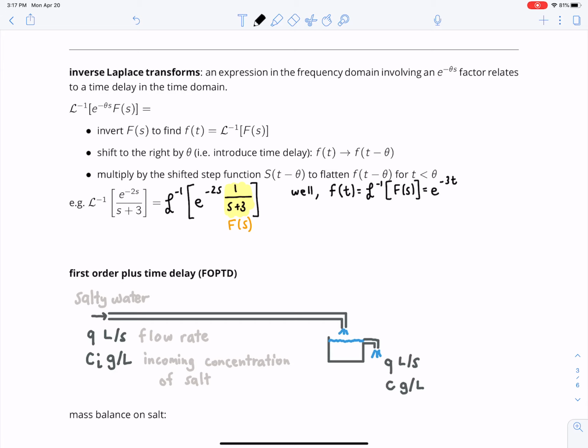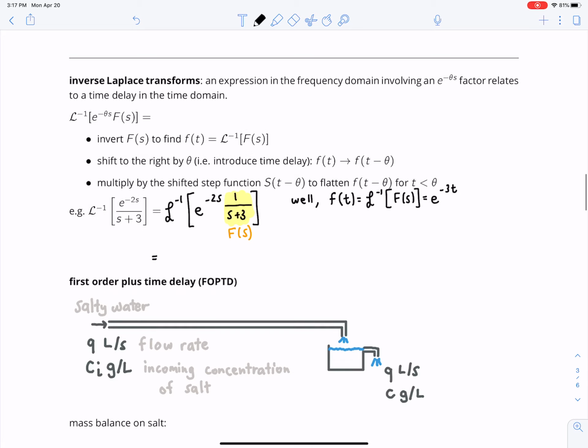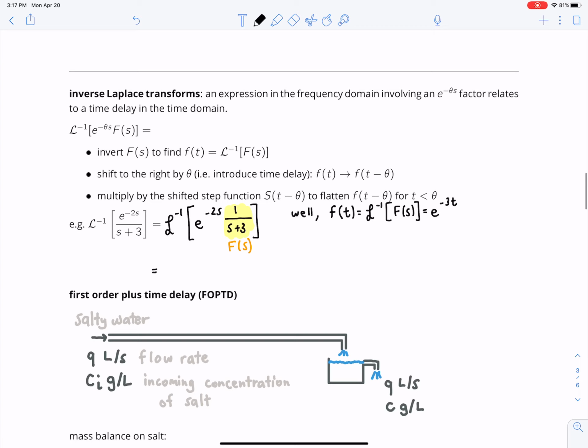And so what we do is we shift this function to the right, okay? Because this is equal to f of t minus theta times the step function of t minus theta. So we shift this function to the right, e to the minus 3, and instead of t, we put in t minus theta. So t minus 2, right?